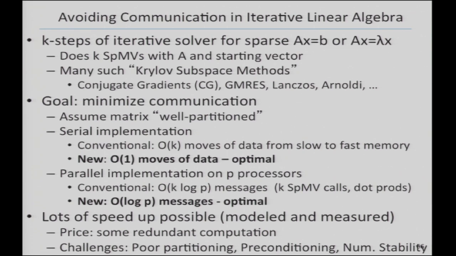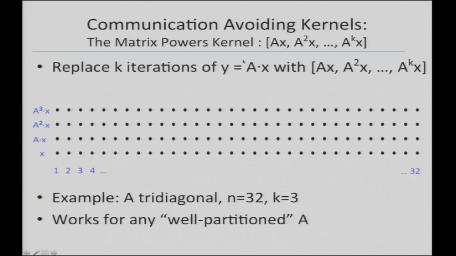I'm going to illustrate it with the world's almost simplest sparse matrix. It's going to be a 32 by 32 tridiagonal matrix, so I can show you every last dependency and every last bit of communication. I'm given a vector x of length 32. Each dot represents a vector entry. And I want to compute all the entries of Ax, A squared x, and A cubed x.